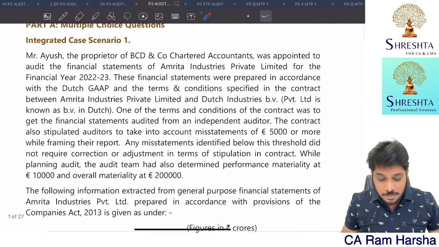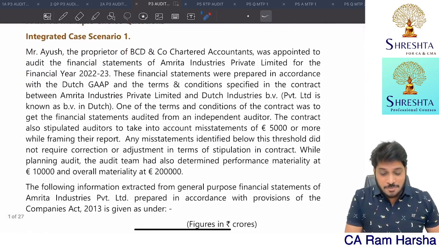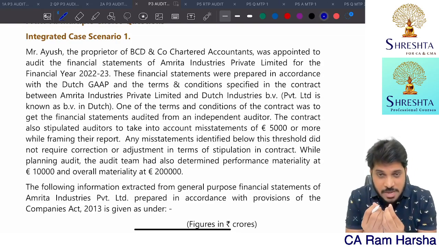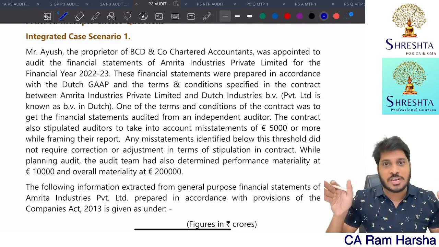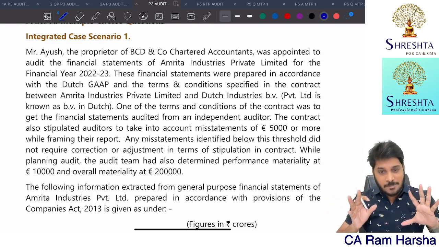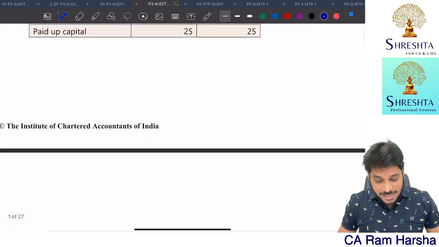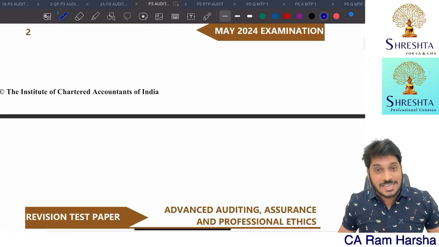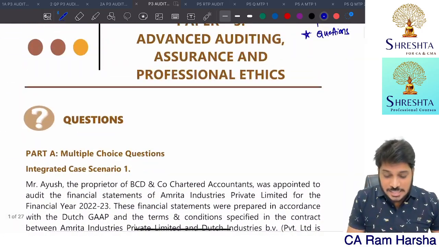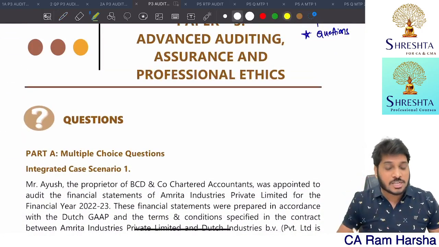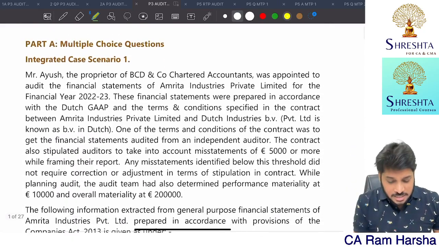Now look at these MCQs. Generally, RTP itself means the way questions will be asked is extremely different from the routine perspective. The same way, the questions are also designed. You see integrated case study 1, a lengthy case study, but the questions are quite easy. Only a clear conceptual understanding is required. Fine, without any delay, let's begin.